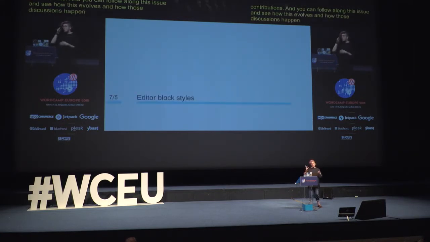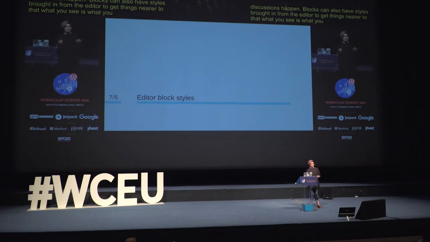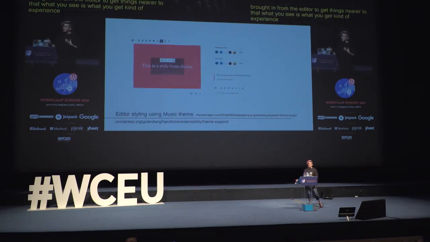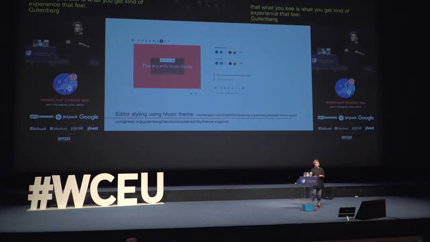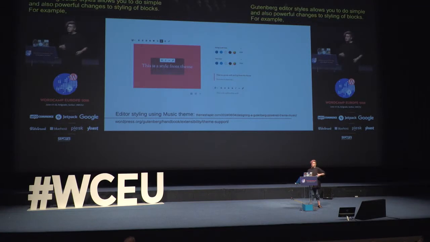Blocks can also have styles brought in from the editor to get things nearer to that what-you-see-is-what-you-get kind of experience, that feel. Gutenberg editor styles allow you to do simple and also powerful changes to styling of blocks. For example, you can set a color scheme, or you could go further and style each block even. And you can find out more with these links.